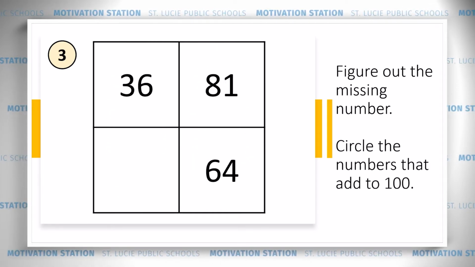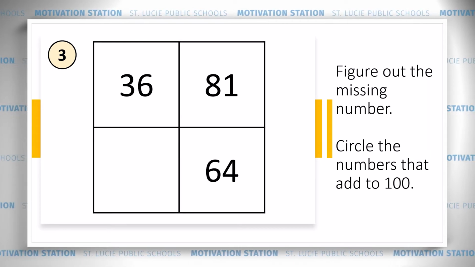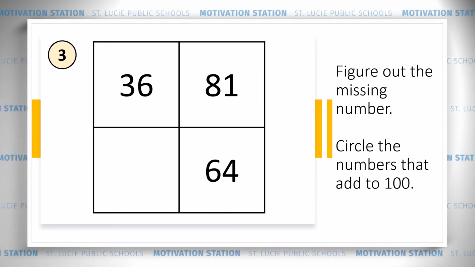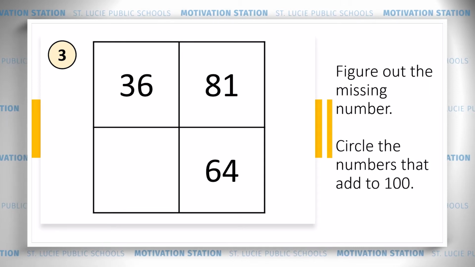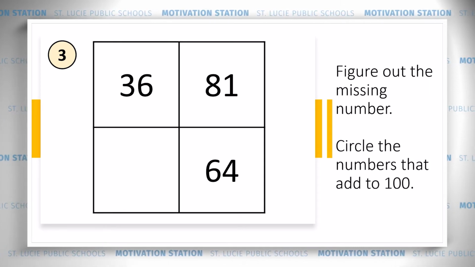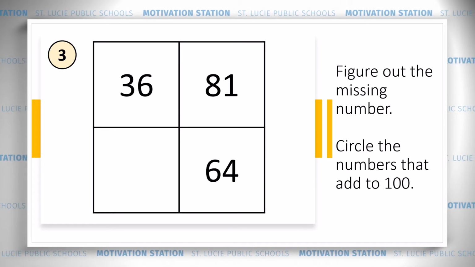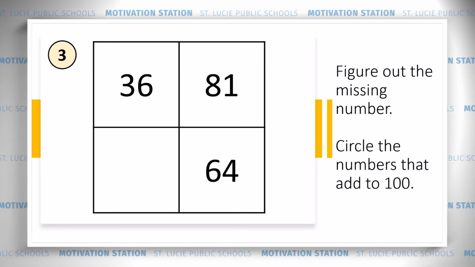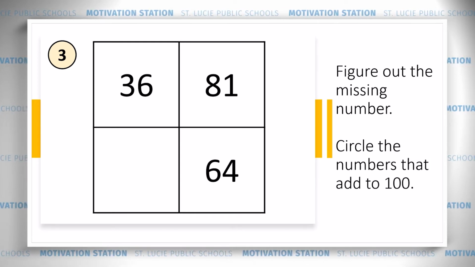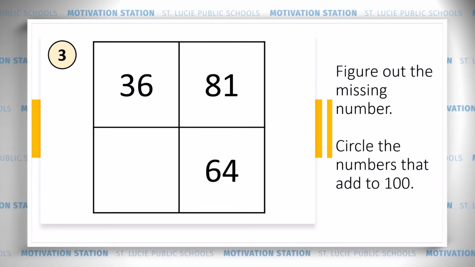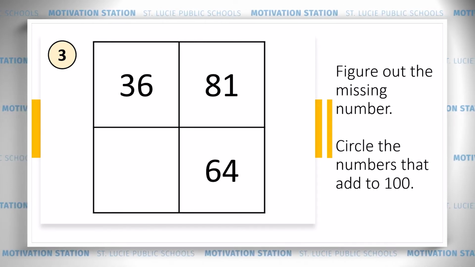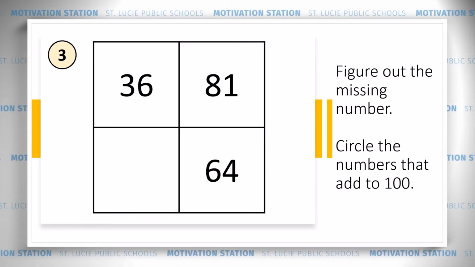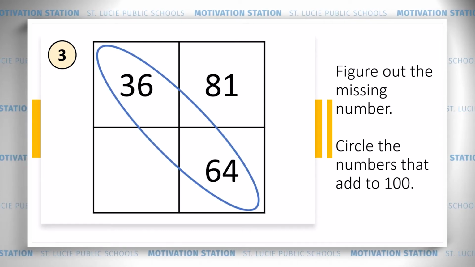Number 3, we have 36, 81, and 64. Well, let's think about this. Which pair will add to 100? Let's take a look at 36 and 64. I know that 30 plus 60 is 90. If I add my ones places, 6 plus 4 is 10. And 90 plus 10 is 100. So 36 plus 64 must equal 100.